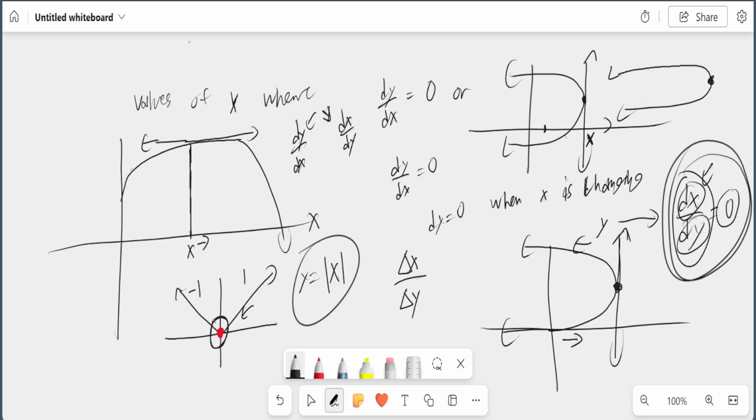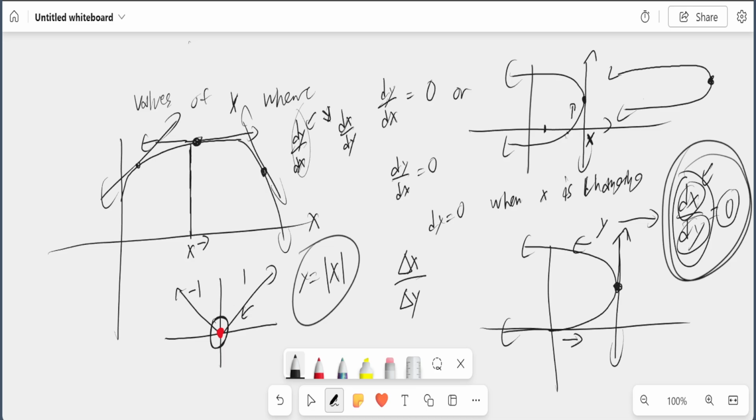So if we move a certain amount in the x, how fast are we moving on the y? And in this case, we're moving 0. In this case, we're moving like, I don't know, -2. In this case, we're moving like +1. So that's dy dx.